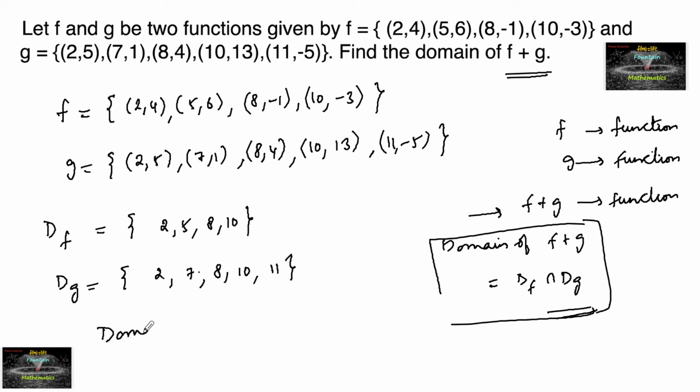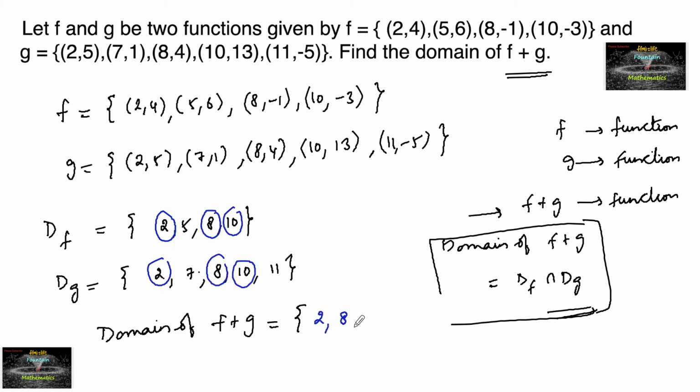So we can write the domain of the function f plus g as the intersection of these two sets. So what are the common elements? 2 and 8 are common, and 10 is common. So we can write here 2, 8 and 10. So the domain of f plus g can be taken as 2, 8, 10. Okay, all right, thank you.